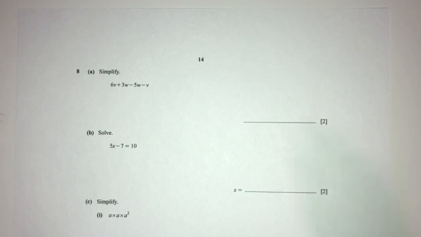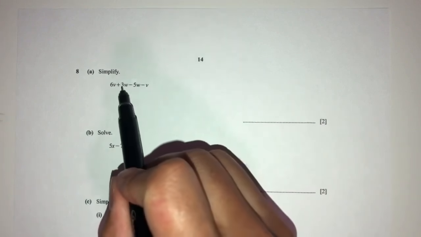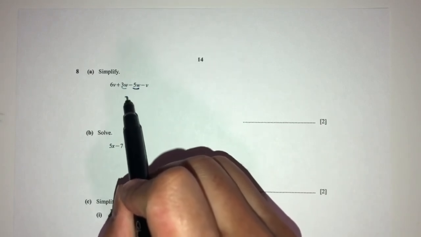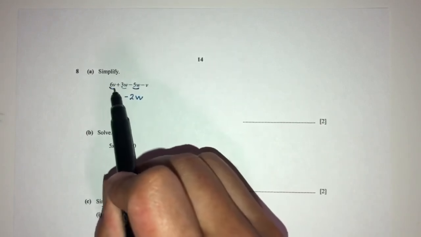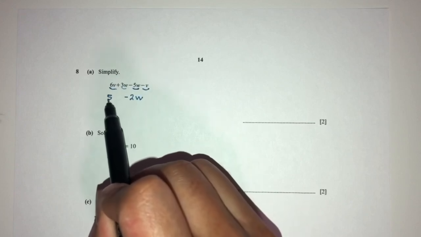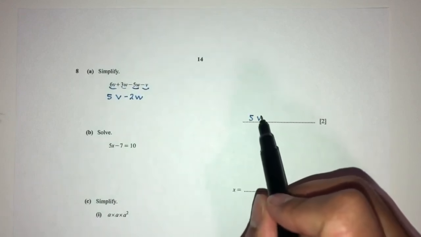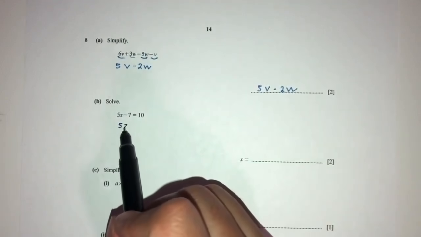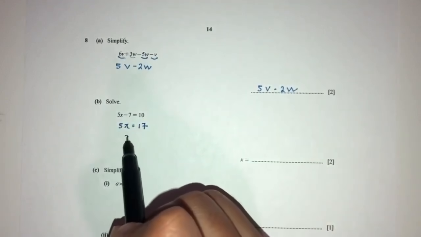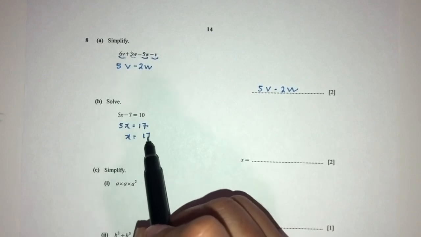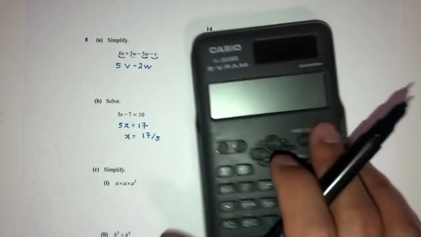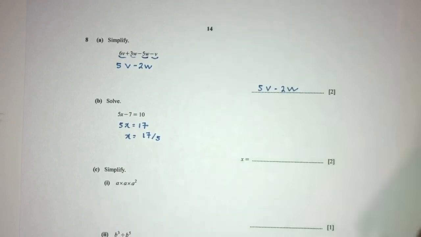So here we have to simplify this one, so one by one. So 3w minus 5w, that should be minus 2w. 6v minus v, that should be 5v. So 5v minus 2w. Solving this, 5x will be equal to 17. x will be 17 divided by 5. That'll be 3.4.